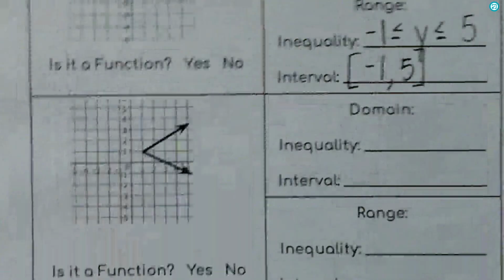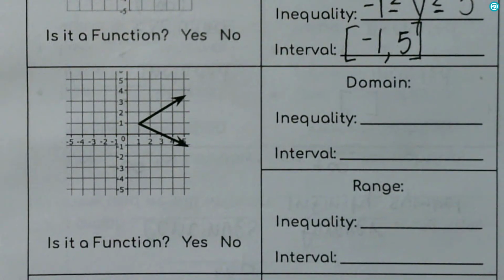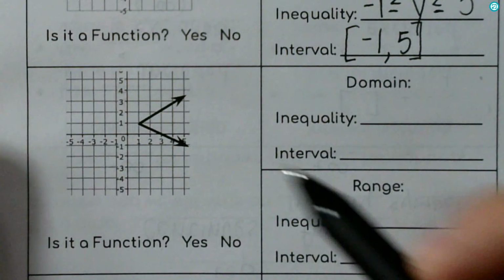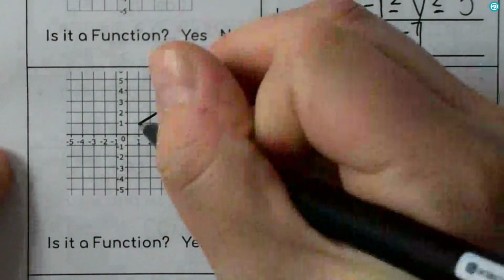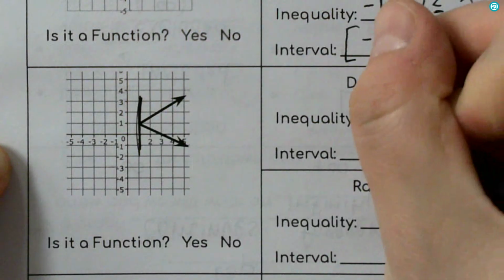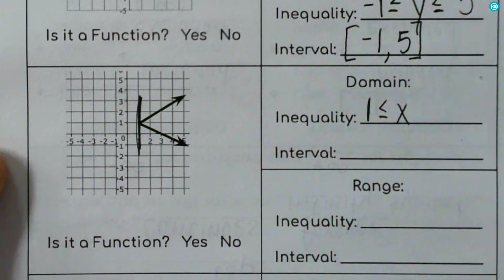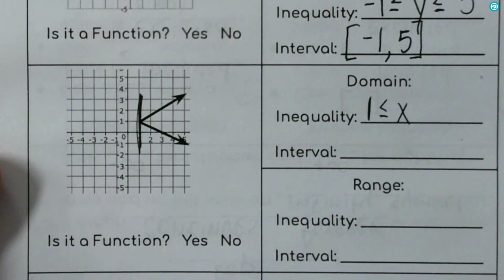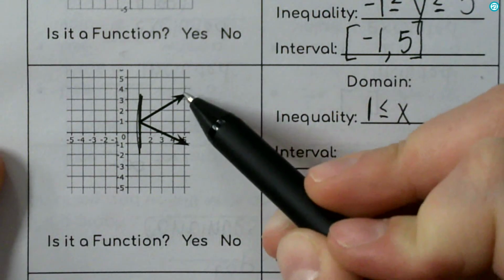So moving down, domain, we are looking from left to right. What is the furthest left this little sideways V goes? 1. So my x value, the furthest left it goes is 1. So I'm going to put 1 is less than or equal to x. What is the furthest right this graph goes? So it's at 5, but what is at 5?